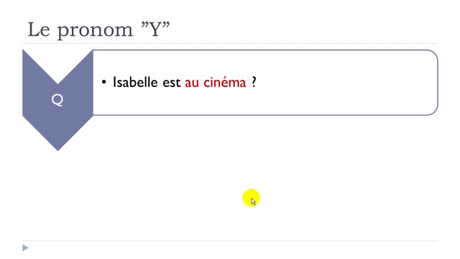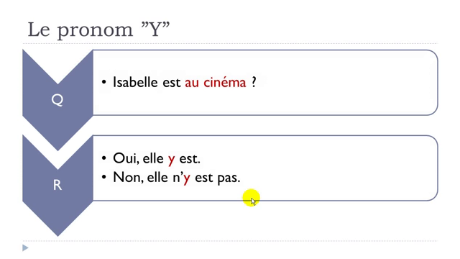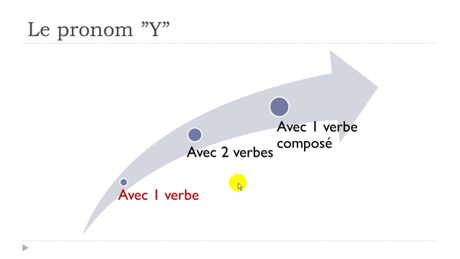Isabelle est au cinéma? Oui. Elle y est. Non. Elle n'y est pas. Same thing, okay? Negation here before your pronoun, but then the e is going away, and then pas after your verb. Okay? So let's see now how you construct it with one verb.